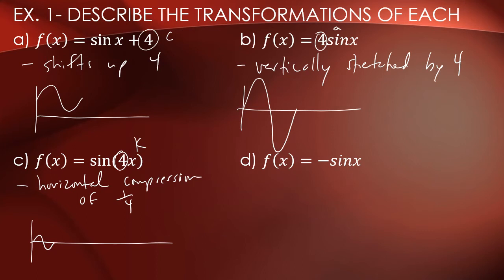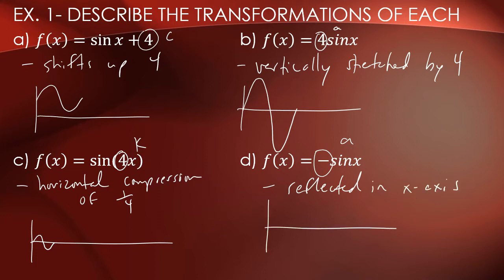D, f of x equals negative sine x. So still our a value, but it's not being stretched or compressed, it's just reflected in the x-axis. And for sine, what does that look like? Well, instead of starting at 0 and going up, it's going to start at 0 and go down.